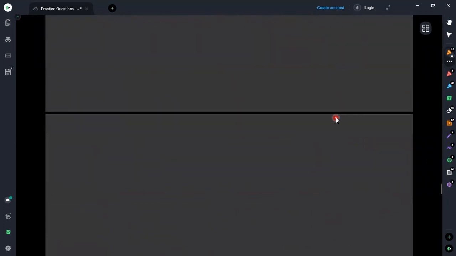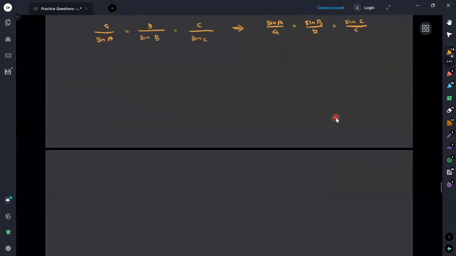Here what they have provided in part J is the value of a as 4, the value of b as 5, and the value of c as 6, and we are asked to solve the triangle. Solving the triangle means we need to find the lengths of all sides and the values of all the angles of the triangle.